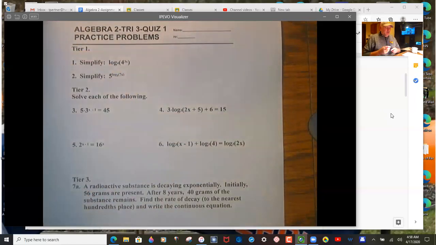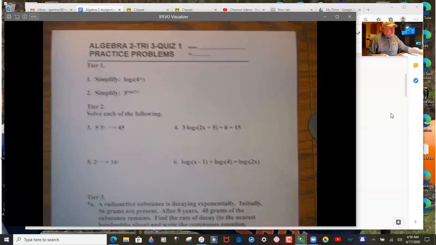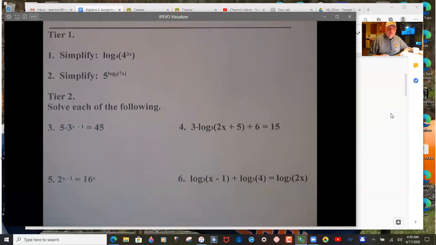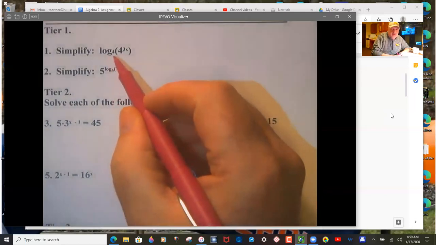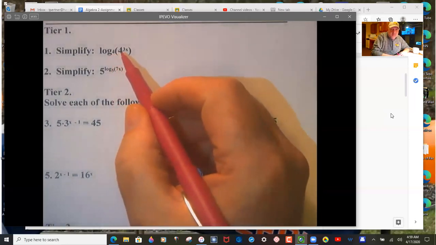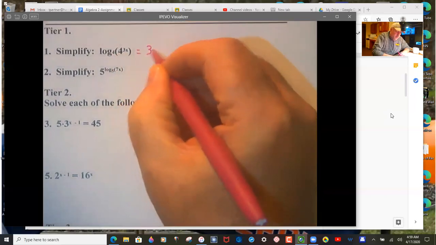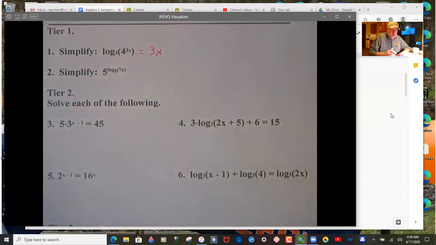All right, so solutions to your practice quiz. So tier 1 is getting at the inverse idea with solving an exponential and solving a logarithm. So the inverse idea is you're going to do log base, whatever this base is, log base 4 of 4. And then that exponent comes down in front. And then log base 4 of 4 is 1.